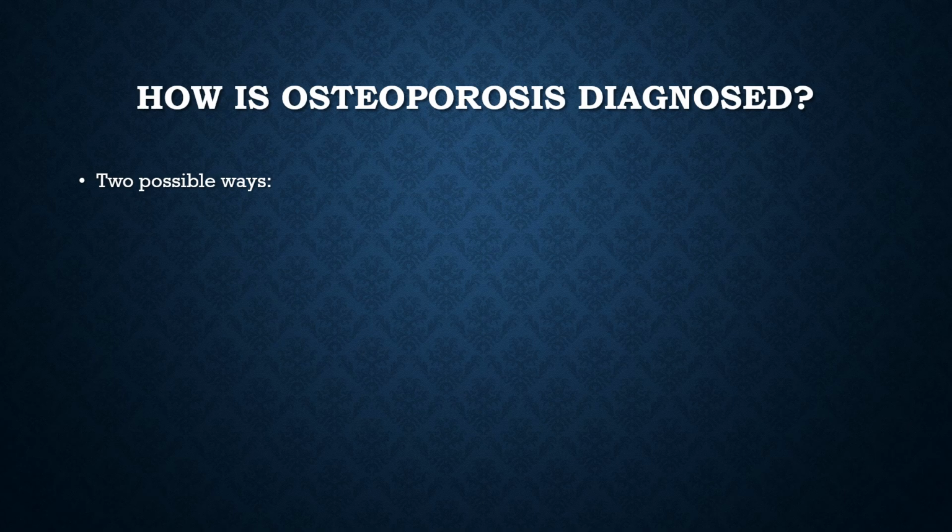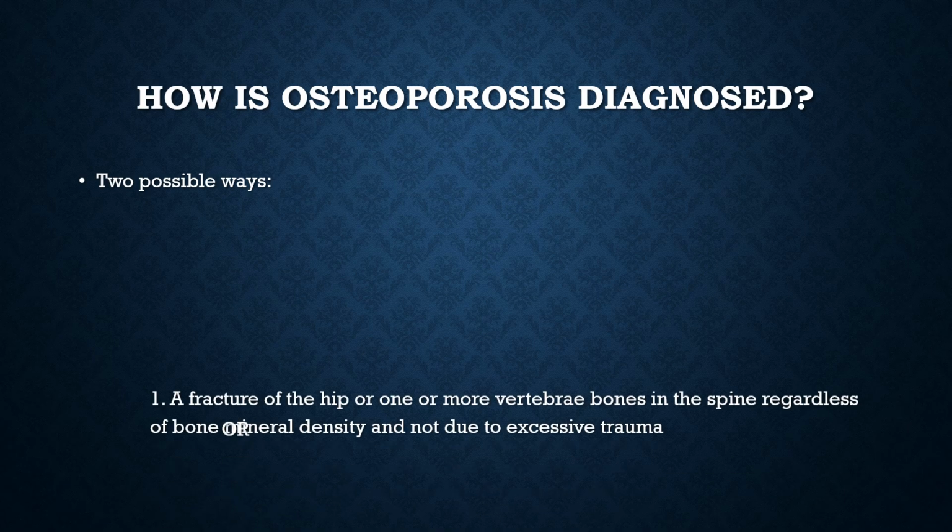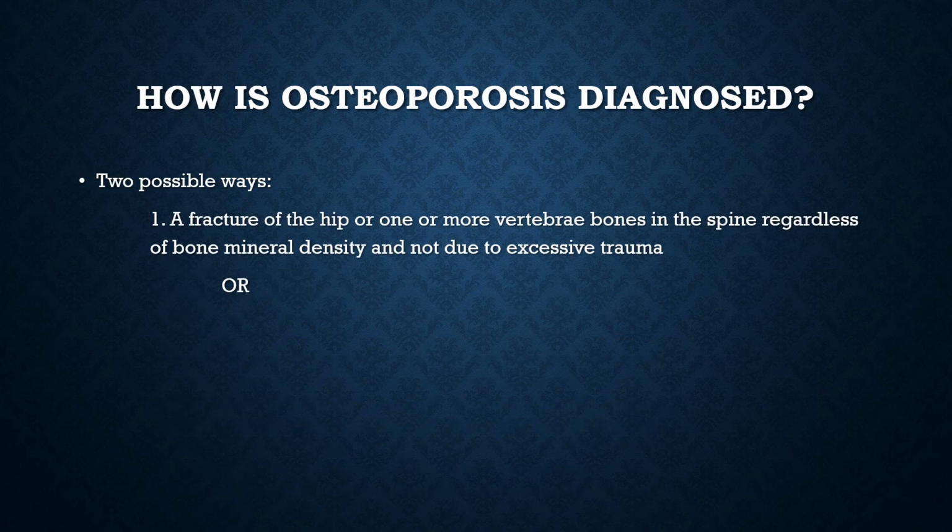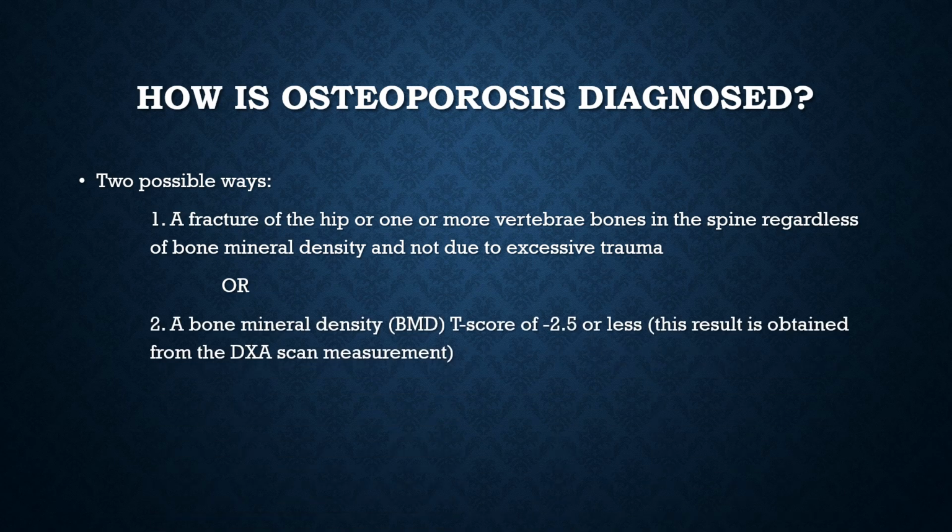There are 2 possible ways by which osteoporosis can be diagnosed. The first way is a fracture of the hip or one or more vertebrae bones in the spine, regardless of bone mineral density and not due to excessive trauma. And the other way to diagnose osteoporosis is through a DEXA scan, a bone mineral density T-score of -2.5 or less. So what a T-score is actually a statistical measure known as the standard deviation. It compares your bone mineral density compared to a young, healthy 20-something-year-old female patient.